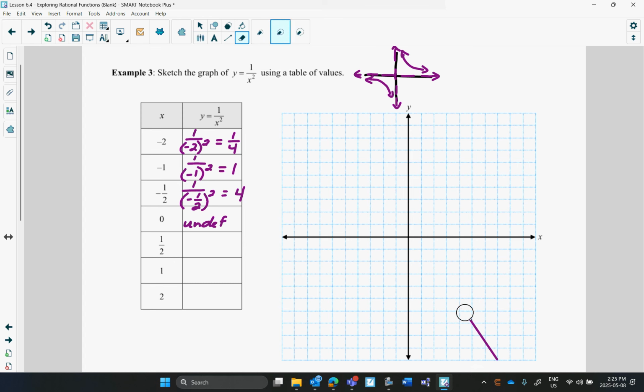Can anybody tell me what that means in terms of when we graph it? There's going to be a gap, and what do we draw in that gap? What do we call that line? An asymptote, right? Okay, if x is 1/2, then we get 1 over 1/2 squared, which also works out to 4. 1 over 1 squared is 1. 1 over 2 squared is 1 over 4.